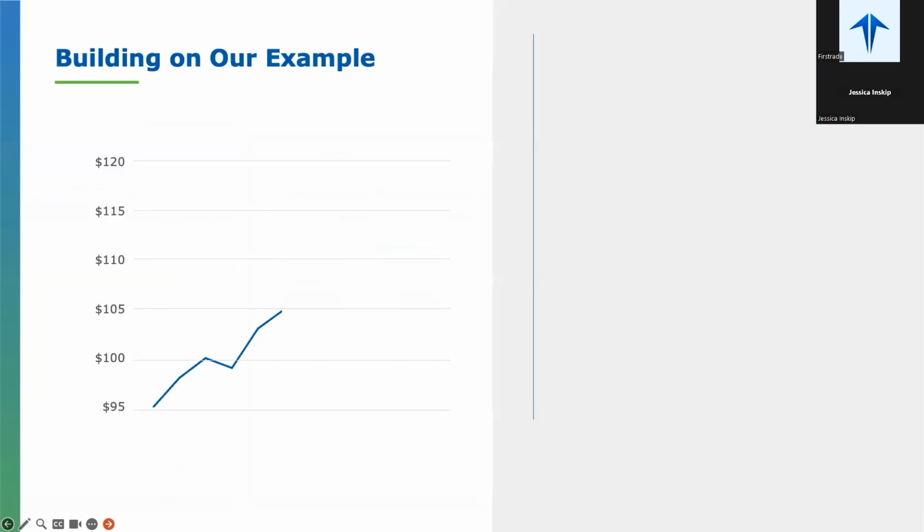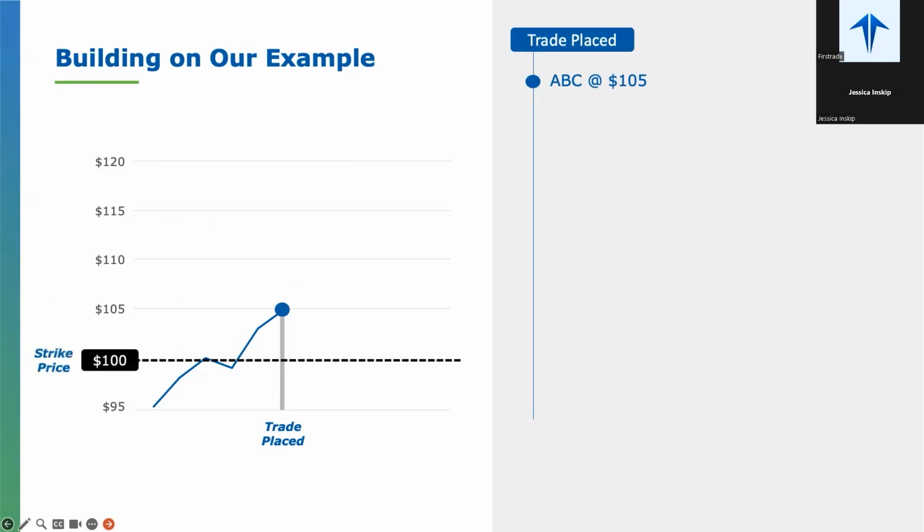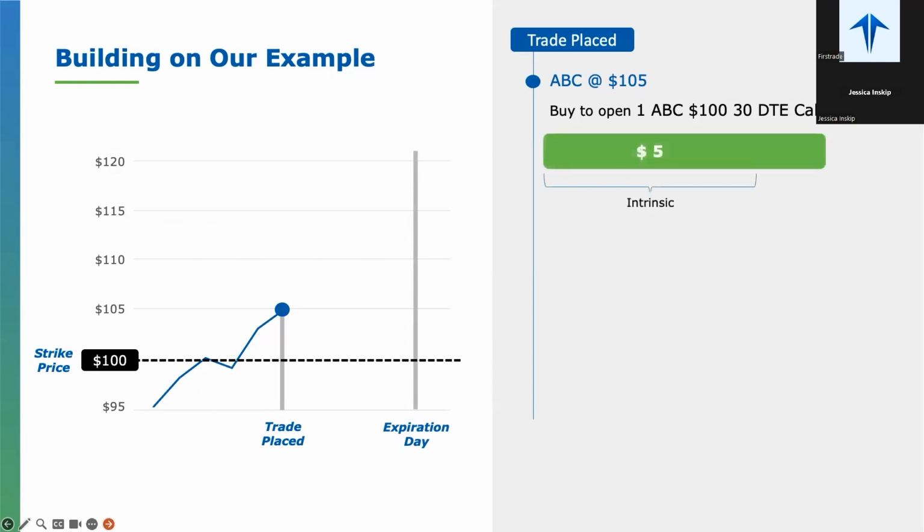All right, so let's look at another example with our handy dandy ABC. ABC is at 105 per share. We placed a trade and purchased one ABC 100 strike call with 30 days left until expiration, and that premium cost us $6 per share. So we spent $600 total. Our strike price is 100. That means that this premium has $5 worth of intrinsic value and $1 of extrinsic value. And the duration of this contract is good until expiration.